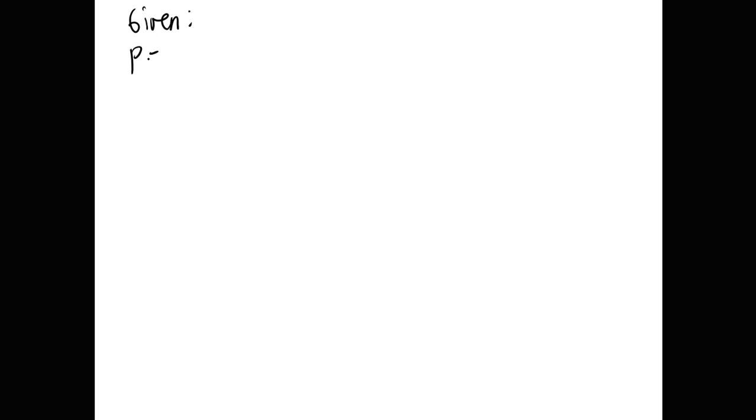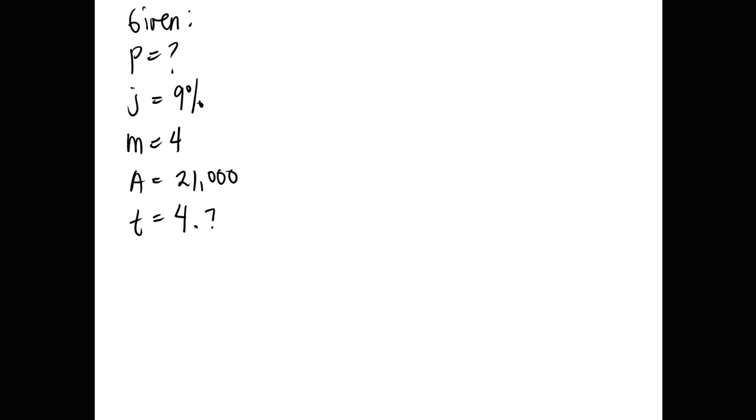So, we are solving for the principal amount. Our j is 9% compounded quarterly, so we have m = 4, to accumulate a total of 21,000 pesos, which is our future value. And our time is 4 and 3/4 years. Since that is 3/4, divide it to make it a decimal. 3 divided by 4 is 0.75. So, we have 4.75 years. Okay?